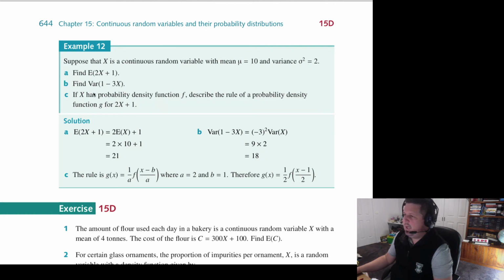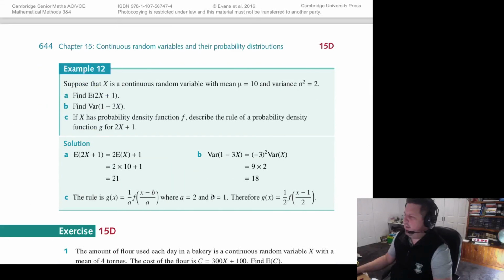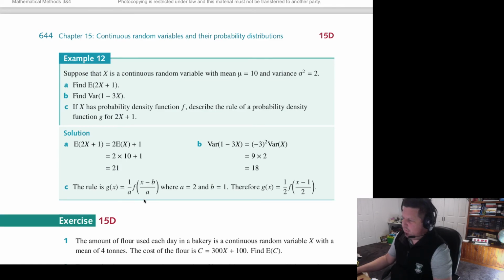Happy days. The last one says, if x has probability density function f, describe the rule of the probability density function g for 2x plus 1. Again, we know that this here is the a value, this here is the b value. Essentially, you're plugging it into this formula, where the a is and where the b is. Writing it out, the rule is g of x, as we just discussed, where a was 2 and b was 1. We're just plugging these into the different spots, and therefore we get the function g of x is a half f of x take away 1 over 2.